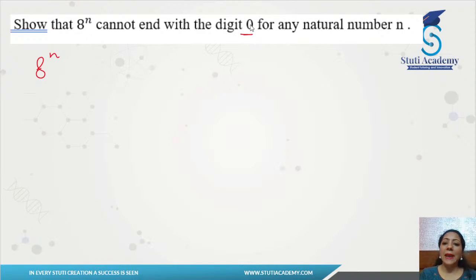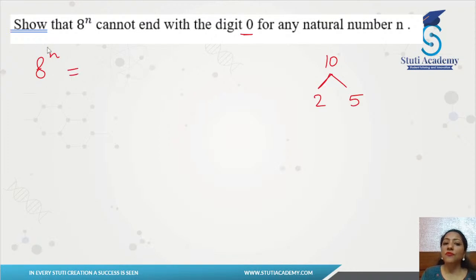Now, if a number ends with digit 0, that means it has 0 in the ones place. If it has 0 in the ones place, then we can say 10 is a factor of that number. So if 10 is a factor of a particular number, we can say that 2 and 5 are also prime factors of that number. If 0 is there in the ones place of any number, then 10 is a factor of that number. Now, if 10 is a factor, then 2 and 5 are also prime factors of that number. 2 and 5 both have to be there.